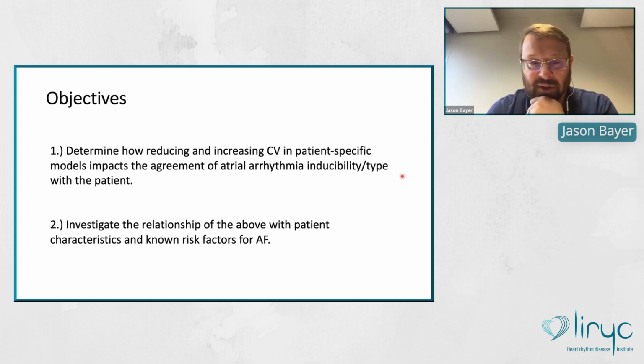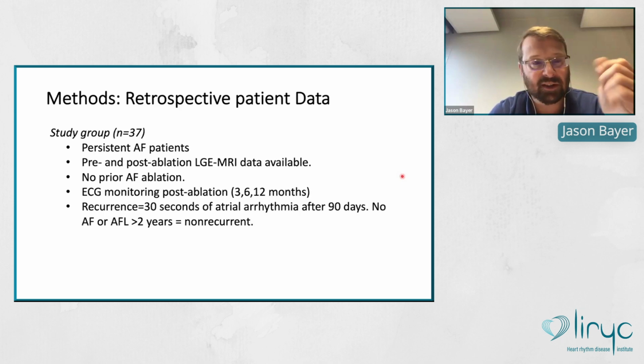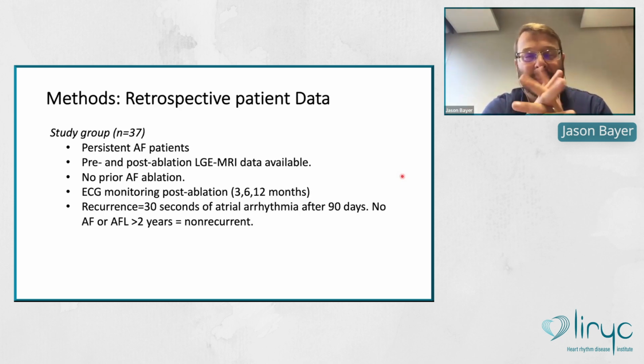And then they also wanted to investigate the relationship of this with the characteristics of the patient as well as known risk factors. So the retrospective data they obtained from a single center is 37 patients. So they have 37 patients that have been diagnosed with persistent AF, and they have LGE MRI data before and after the ablation, which is really nice for modeling. And this is something we'll see later as a really powerful data set.